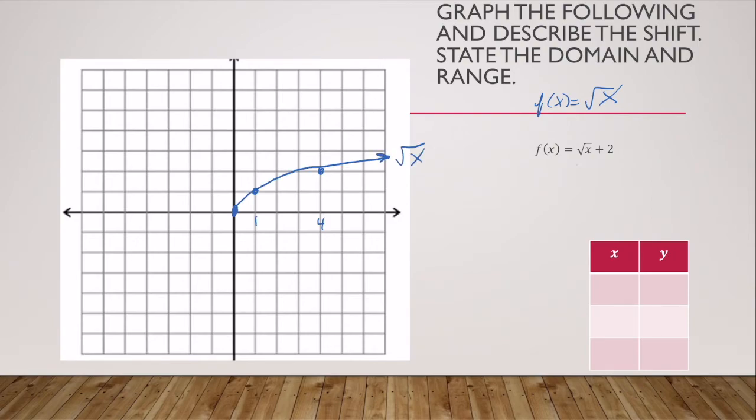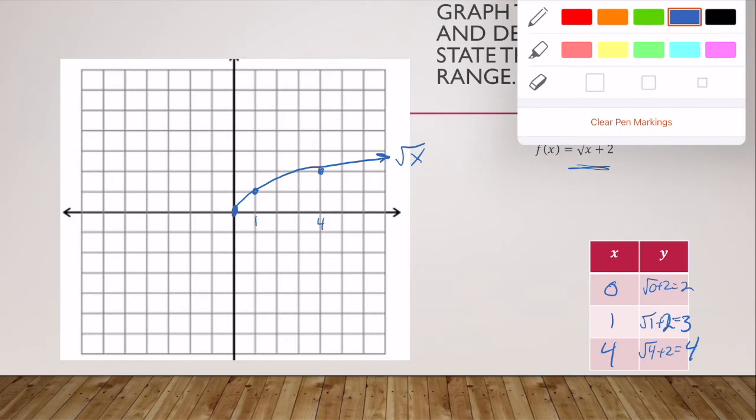Now I want to add 2. That's going to shift my graph up. Let me show you how. So when x is 0, I'm going to have the square root of 0 plus 2, which is 2. When x is 1, I'm going to have the square root of 1 plus 2, which is 3. When x is 4, I'm going to have the square root of 4 plus 2, which is going to give us 4. So let's graph our new function in green.